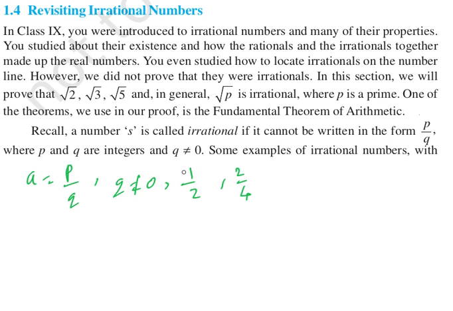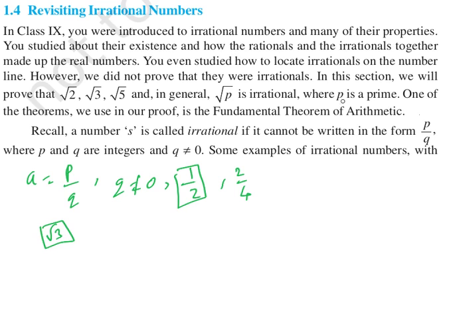So we know very well what a rational number is. Now we'll see what an irrational number is. Suppose a number root 2, root 3. All these numbers cannot be written in the form of p by q. So those kinds of numbers are called irrational numbers. So what is an irrational number? Any number which cannot be written in the form of p by q, with q not equal to 0, is called an irrational number.